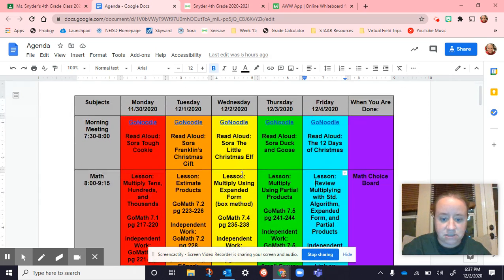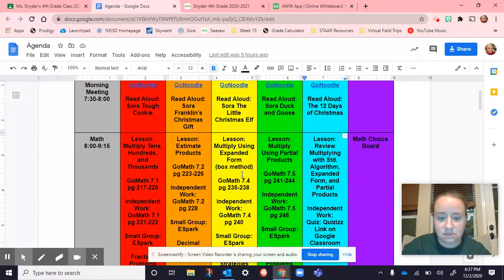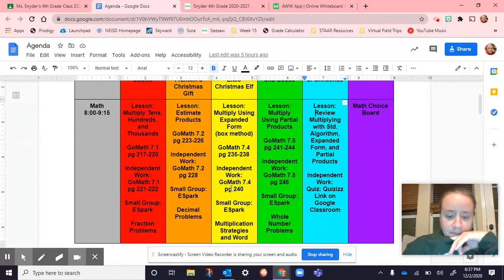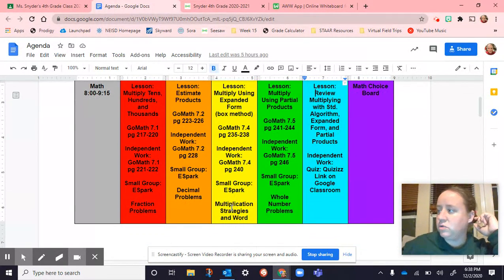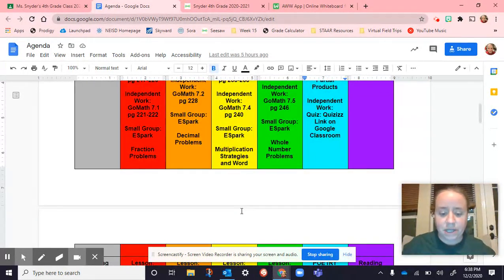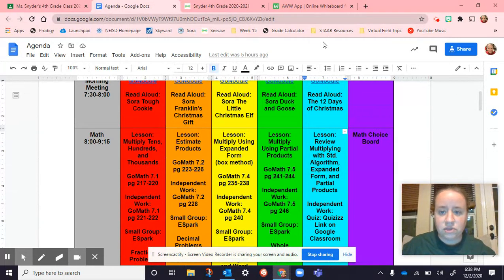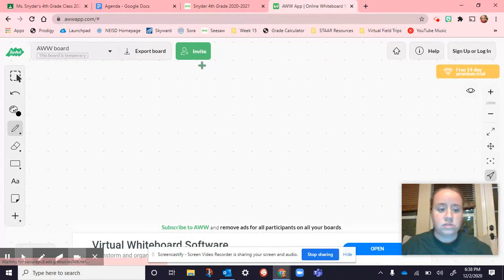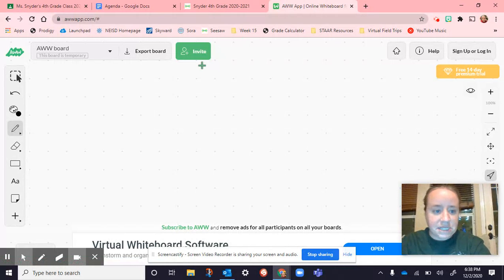So in math, let's start off. We were practicing multiplying using expanded form, and we looked at our book. We started off on page 235 and did section 7.4, and then their independent work was on page 240. Then they worked in eSpark, and then we continued to do some of our small group problems together during our small group time. The lesson today was all about taking a larger number.